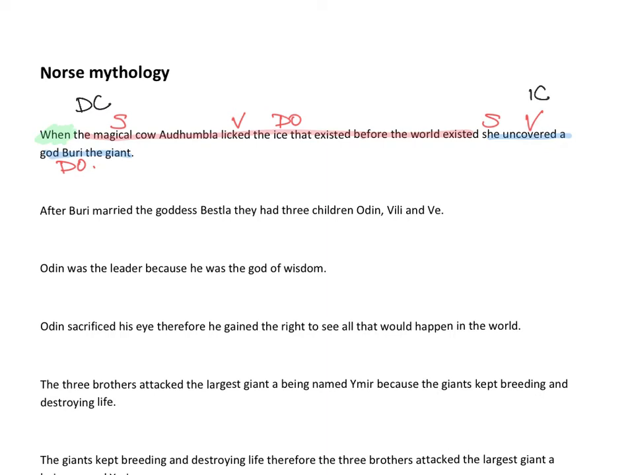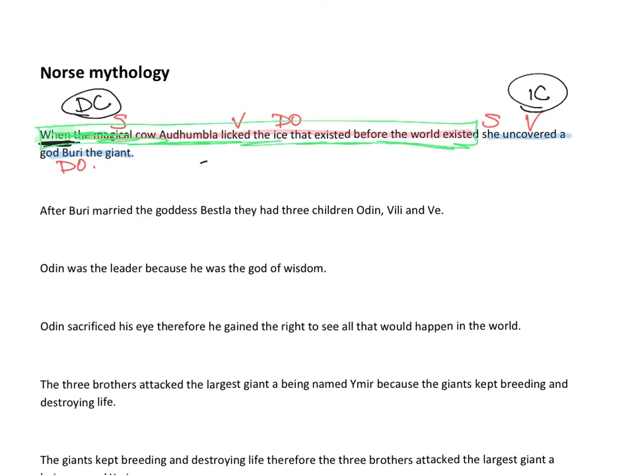The magical cow uncovered the god Buri when she licked the ice that existed before the world. When the magical cow licked the ice, she uncovered the god Buri. Does it flip-flop? Yes. If it flip-flops, we know by definition we have the ICDC structure. So even if we don't recognize this as a subordinating conjunction, we can test for that by seeing if it flip-flops. If I have the subordinate word up front, then that means that this is the subordinate idea. This is the dependent clause. And that means to separate my DC from my IC, what do I need there? I need a comma.